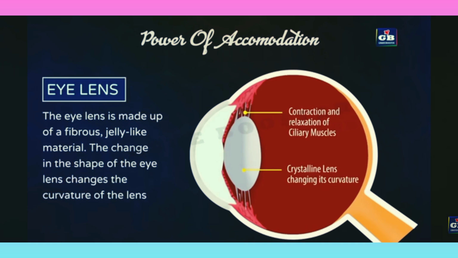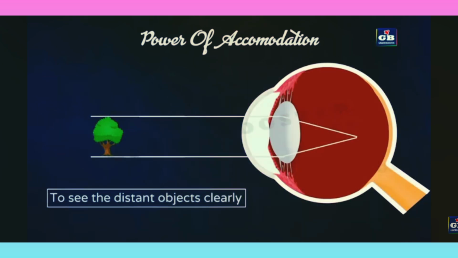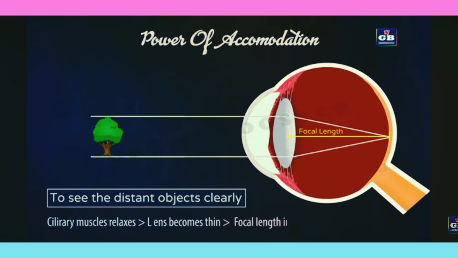The eye lens is made up of a fibrous, jelly-like material. The change in the shape of the eye lens changes the curvature of the lens. The contractions and relaxations of ciliary muscles can modify the shape of the lens. To view the distant objects clearly, the ciliary muscles get relaxed and the lens becomes thin. Then the focal length gets increased and we can see the distant objects clearly.